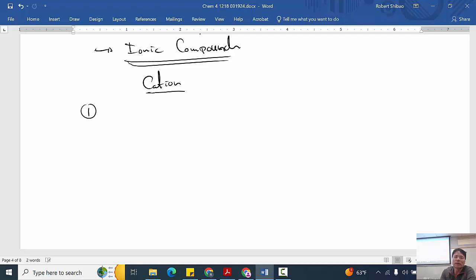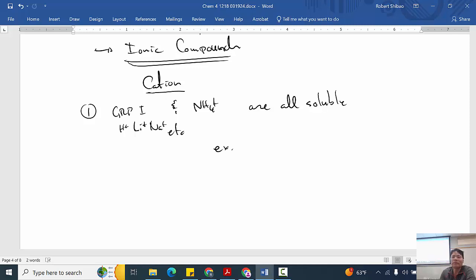And so that gives us rule 1. If the cation is a group 1 ion, being hydrogen, lithium, sodium, etc., and ammonium, these are all soluble, regardless of the anion. An example of this would be ammonium phosphate.